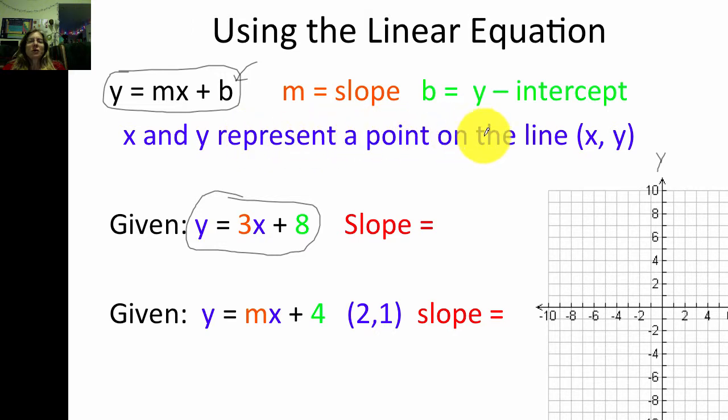X and Y represent a point on the line. Well, that's these values here. When you're looking at a linear equation, this X and this Y is a point on the line. It's the X and Y values of a point on the line.